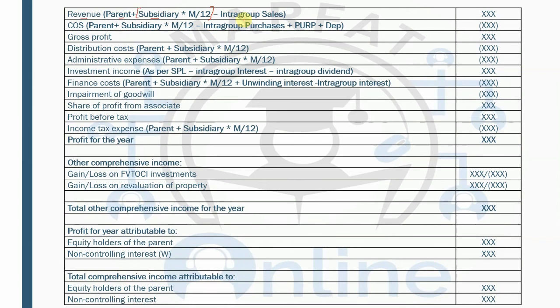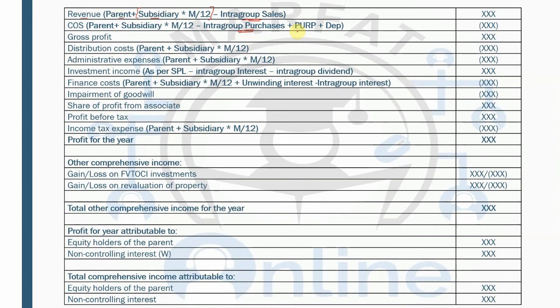Here you will be removing the intra-group sales and purchases. Because if the parent and the subsidiary have sold goods to each other, for one that is going to be a sale and for the other that is going to be the purchase. And purchase is recorded in the cost of sales. So you have to remove the intra-group sales as well as the cost of sales, as well as the purchases.